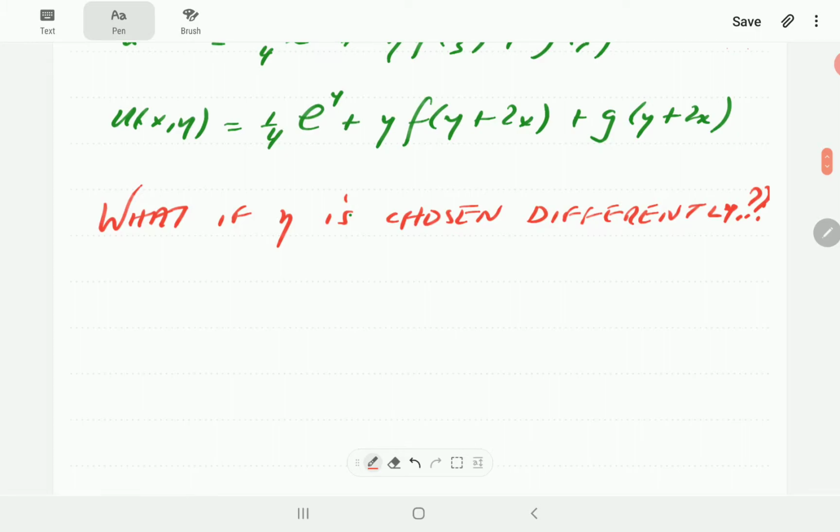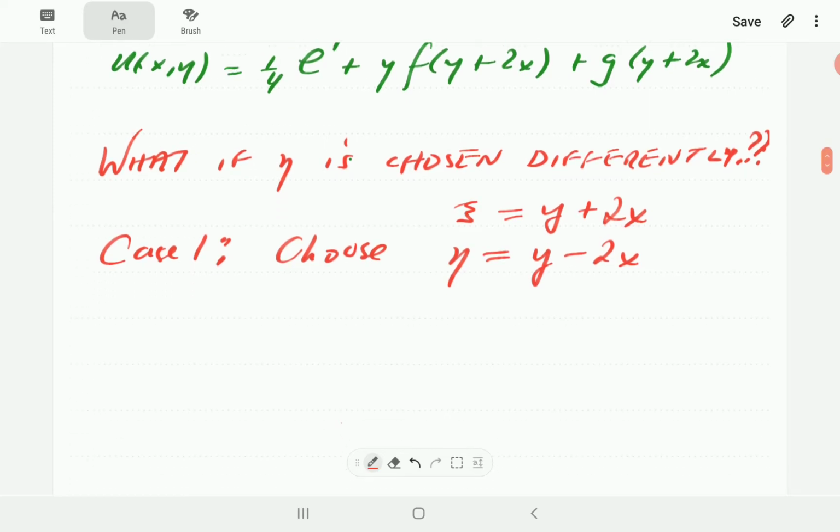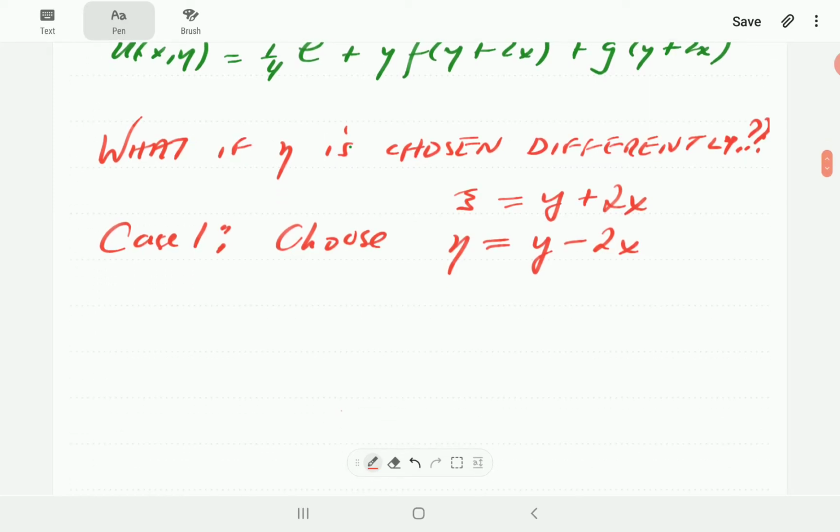So in case 1, we are going to choose eta to be equal to y minus 2x. Remember, xi is y plus 2x, so we just chose it to be the same thing with a minus in the x term. So let's see what this gives us.